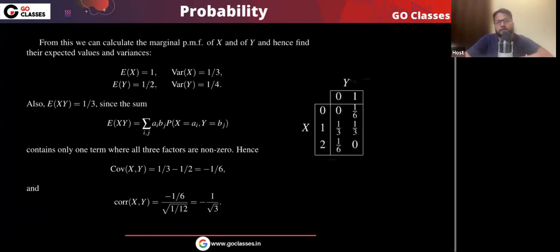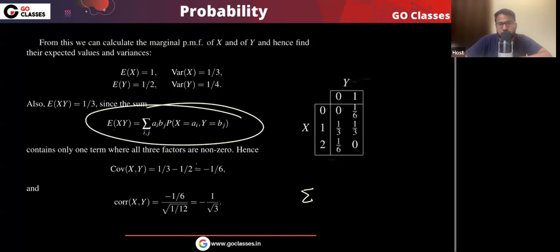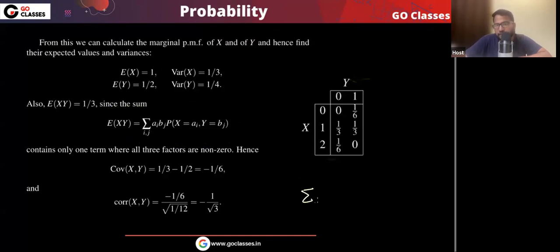Okay, so the expectation of X, you can calculate easily. How can you use this formula? Yes, you can use this formula to calculate the expectation of X. So basically, expectation of X will be the double summation over x, y of x into the joint PMF.